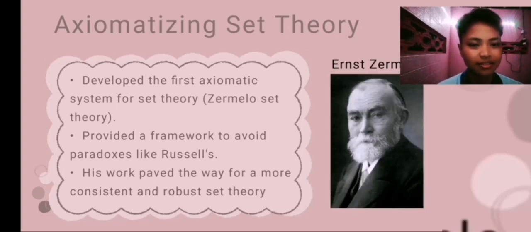Axiomatic Set Theory by Ernest Zermelo. Zermelo developed a first axiomatic system for set theory. It is the Zermelo set theory. It provided a framework to avoid paradoxes like Russell's. His work paved the way for a more consistent and robust set theory. Zermelo created the first axiomatic system for set theory, a framework to avoid paradoxes.